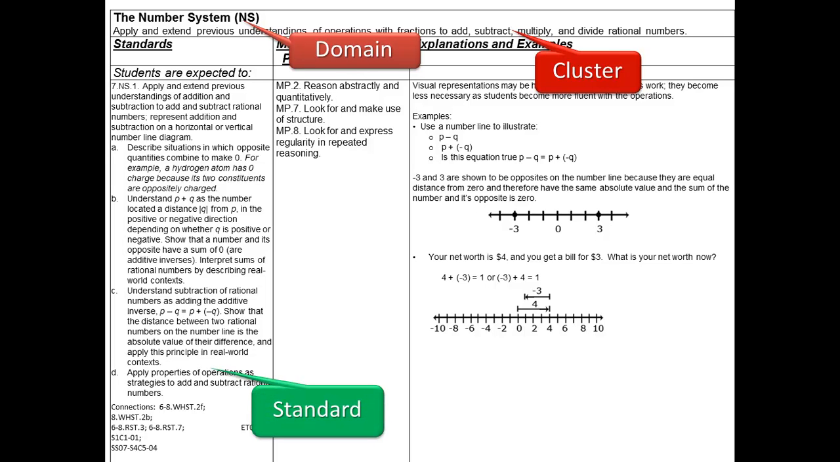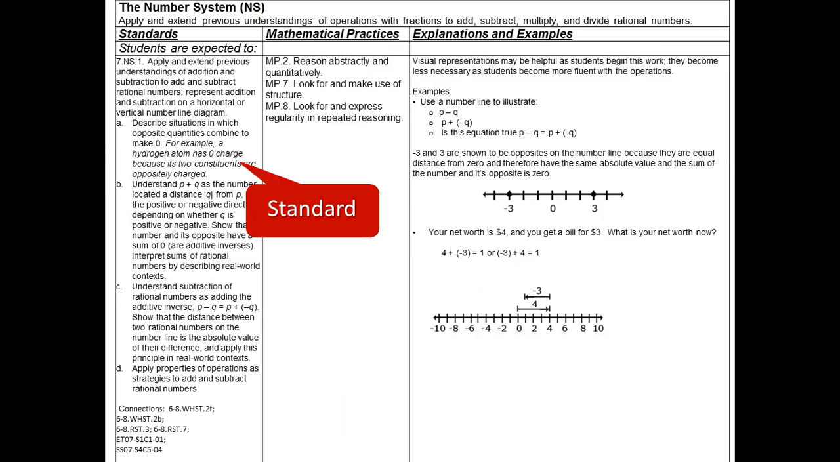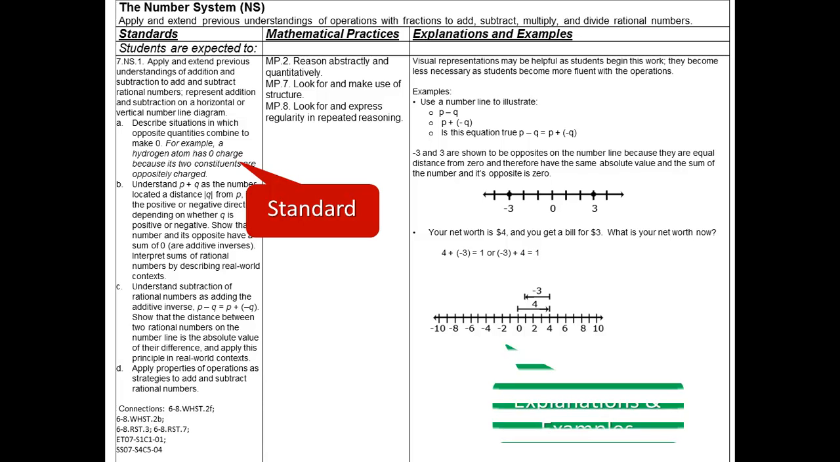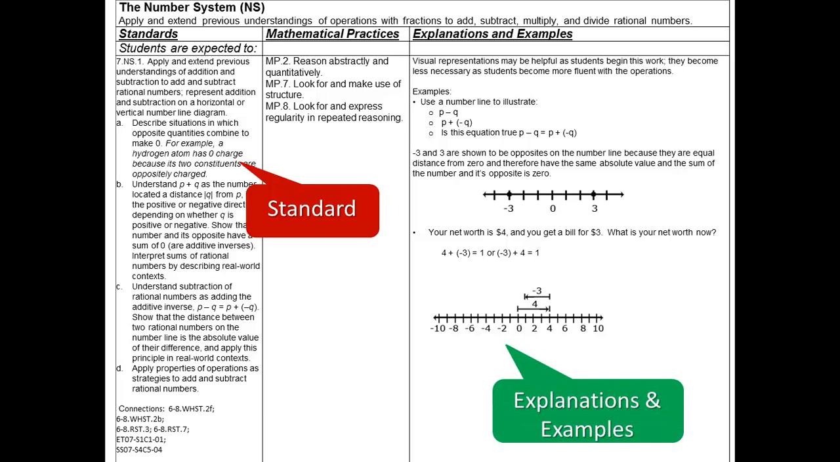Standards define what students should know, understand, and be able to do. Standards are most similar to the performance objectives of the 2008 standards. The format of the grade level documents is modeled after the 2008 standards. The far left column has the standards, and the far right column contains the explanations and examples.